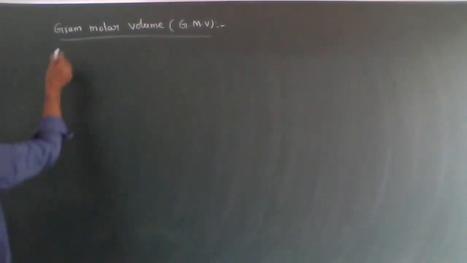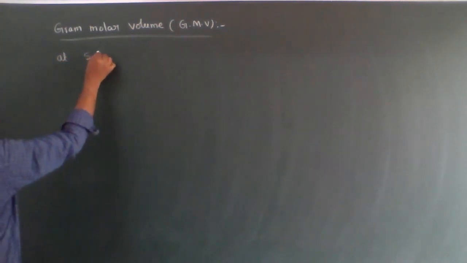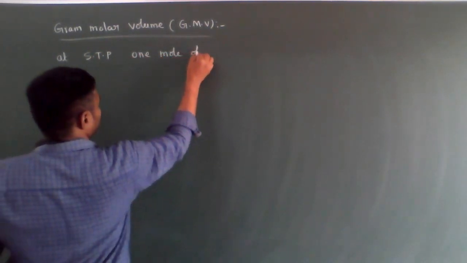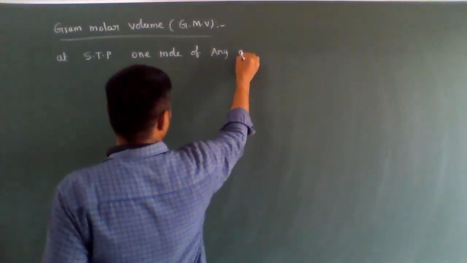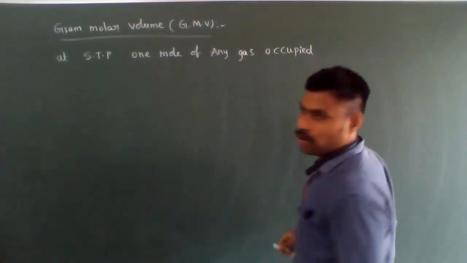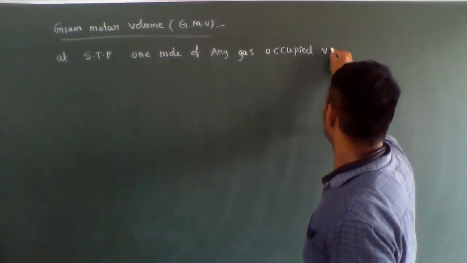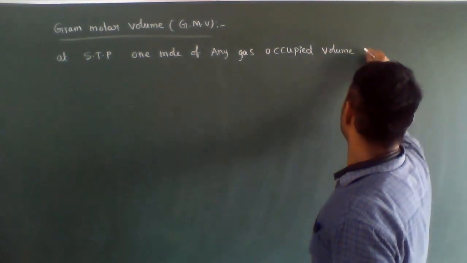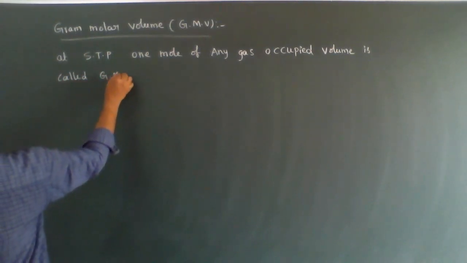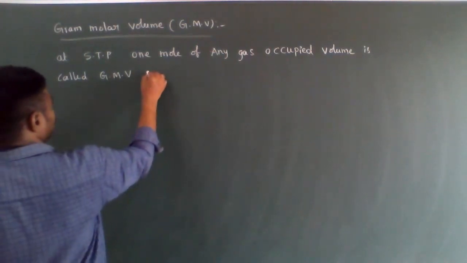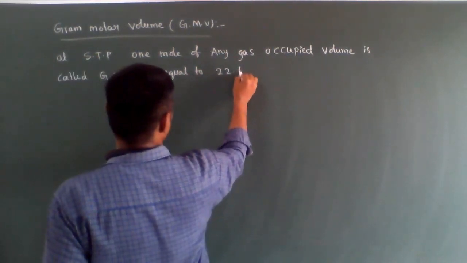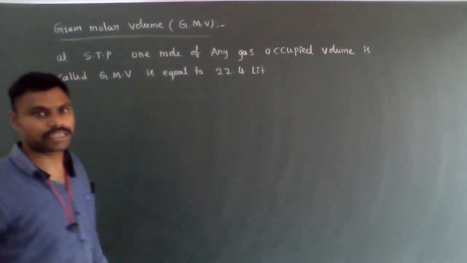Gram molar volume is nothing but at STP, the volume occupied by 1 mole of any gas is called gram molar volume, which is equal to 22.4 liters.